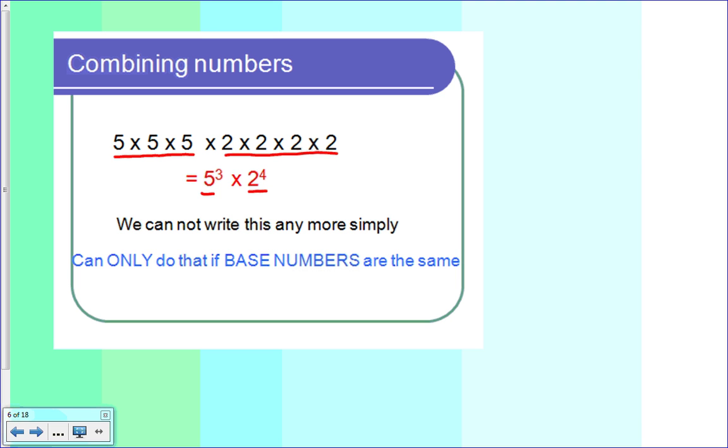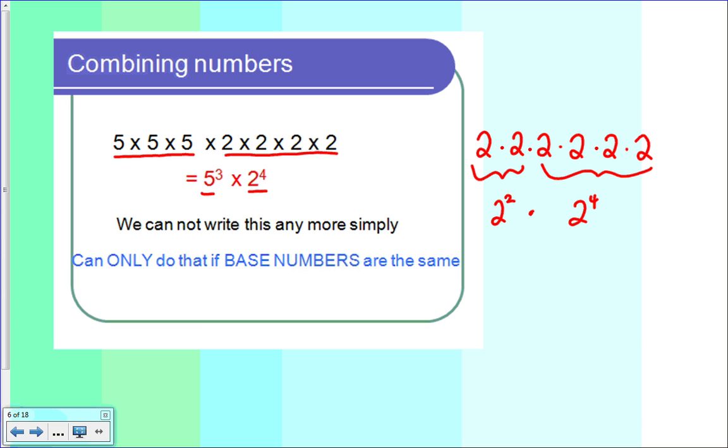To give you an example of that, if I had 2 times 2 times 2 times 2 times 2 times 2, what do we have there? 6 of those. I could certainly write this one as 2 squared. And this group here, I could write as 2 to the power of 4. And we could see that since we have the same base, both of them being 2's, we could write that as 2 to the power of 6. But for our purposes today, we would actually probably want to go straight to that answer rather than breaking it up.